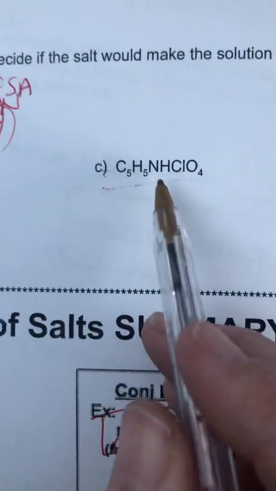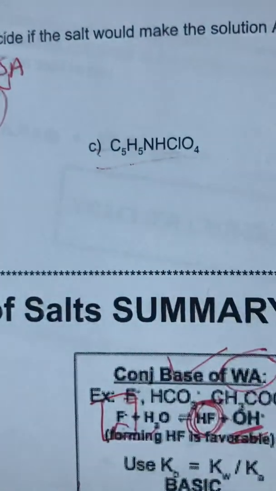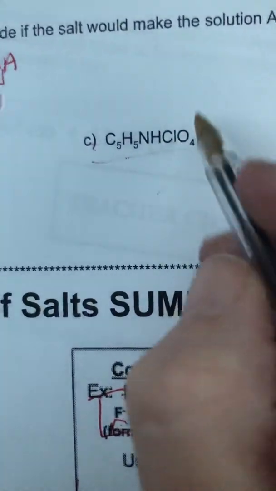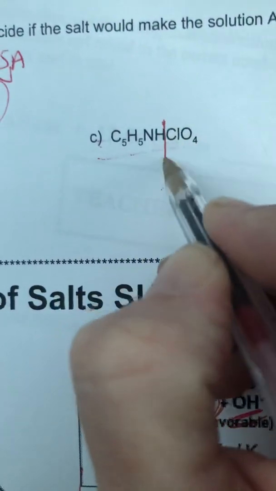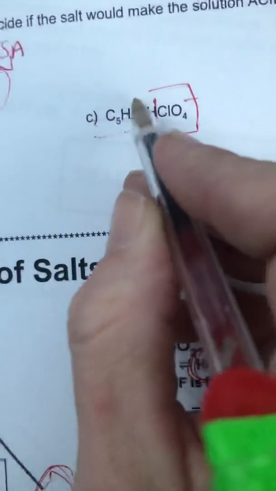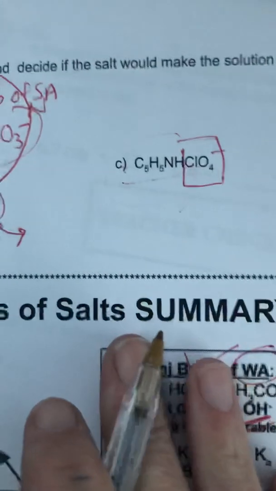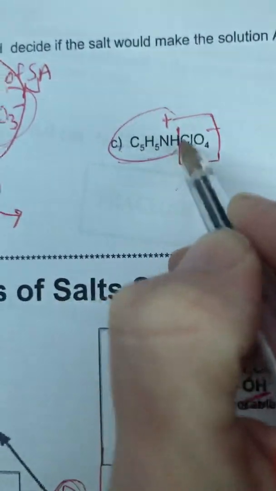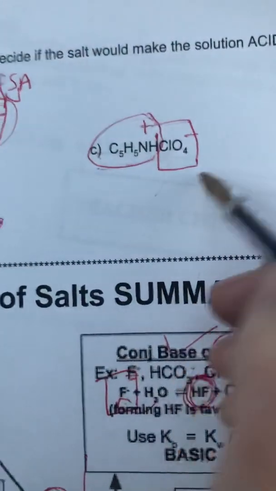Well, this one's kind of tricky since there's no metal, right? So then I would do it the opposite way. I would look at the back end and see if you recognize something. So I'm like, oh, well, I know what this is. That's ClO4 minus. And then that means the whole rest of this guy must be the cation. So if this is the anion, this whole big boy must be the cation. You see? So now you can break it up.